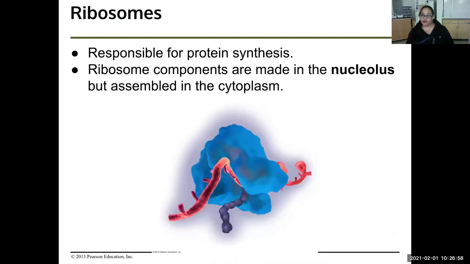Ribosomes are responsible for protein synthesis. Ribosome components are made in the nucleolus, like we said, but they are assembled in the cytoplasm. So they're made in the nucleolus. They have to get shipped out through those pores to be able to become whole and perform their function.